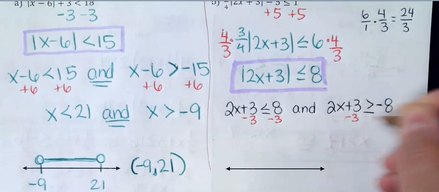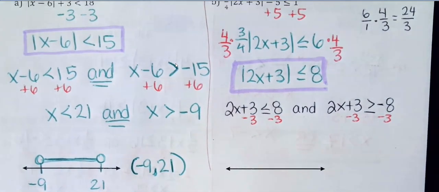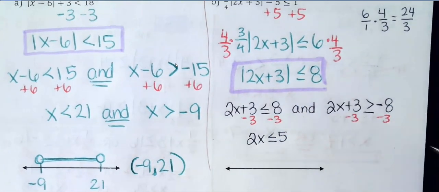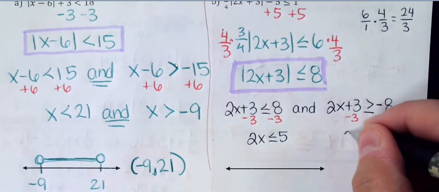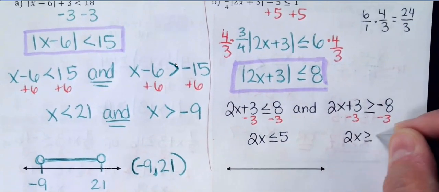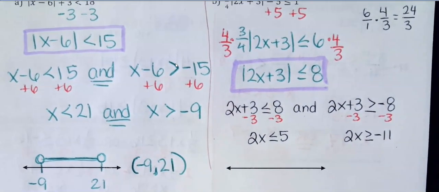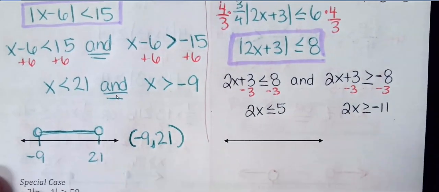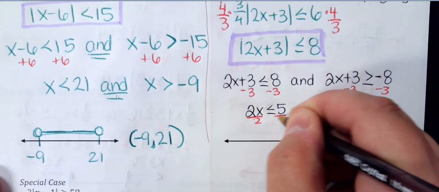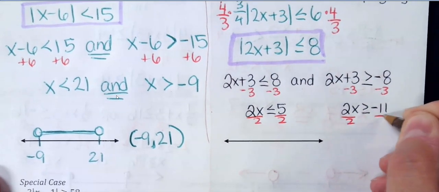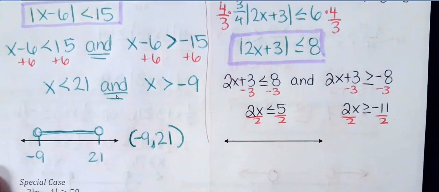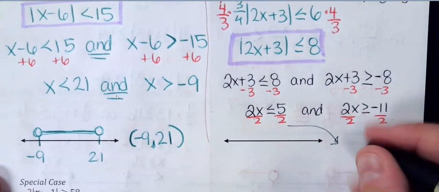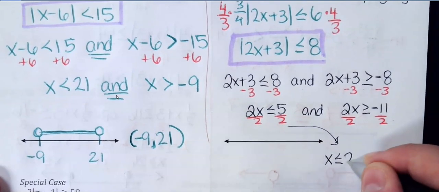So I'm going to subtract 3, and I'm going to get 2x is less than or equal to 5 here. On this one, I'm going to get 2x is greater than or equal to negative 11. Now, completely up to you guys, if you like the decimal or a fraction better. Both of these I'm going to divide by 2, but I'm just going to write the decimal. I'm dividing by positive 2, so we're not flipping any signs over. This one would be x is less than or equal to 2.5.